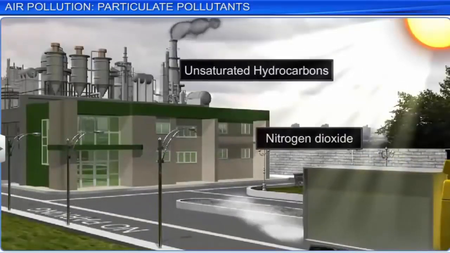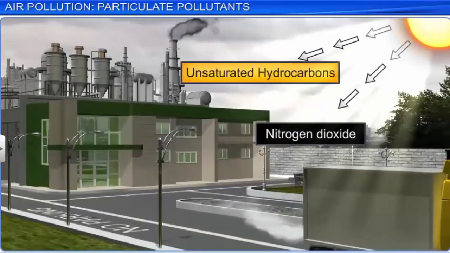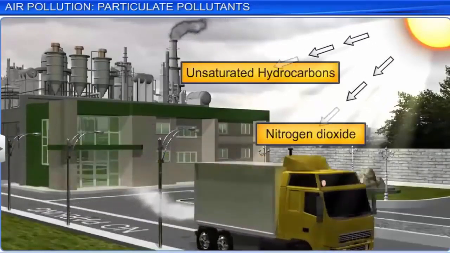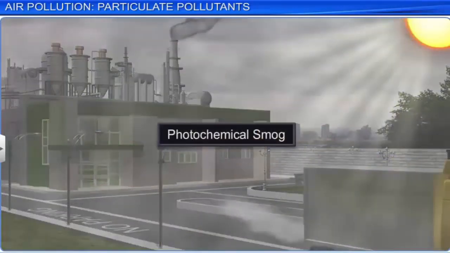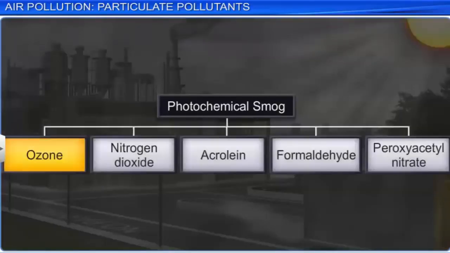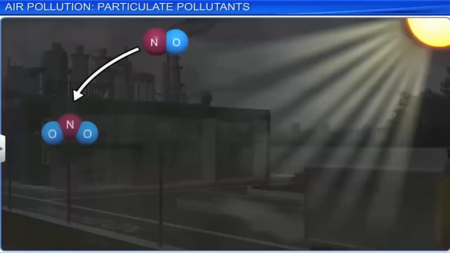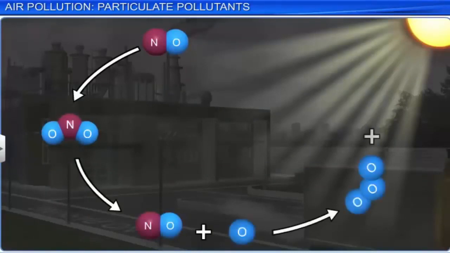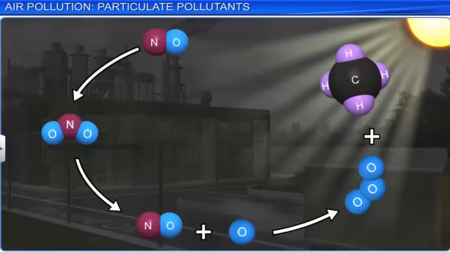When the sun rays hit the particles of unsaturated hydrocarbons and nitrogen dioxides, photochemical smog is formed. Photochemical smog consists of ozone, nitrogen dioxide, acrolein, formaldehyde and peroxyacetyl nitrate. These chemicals are produced in a chain reaction of unsaturated hydrocarbons and nitric oxide emitted by burning of fossil fuels, factories and automobiles in the presence of sun rays.